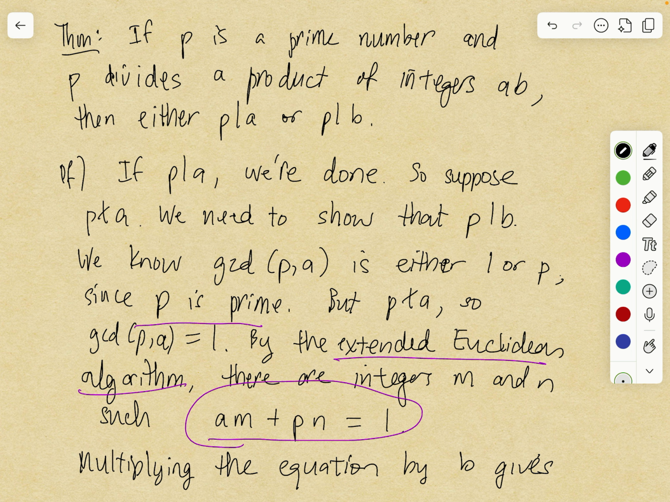In another video, we will give an example of how to use the extended Euclidean algorithm to calculate the multiplicative inverse of a number mod p.